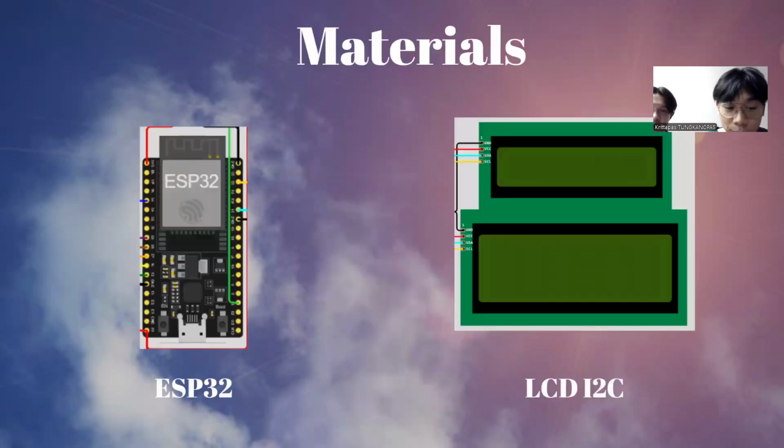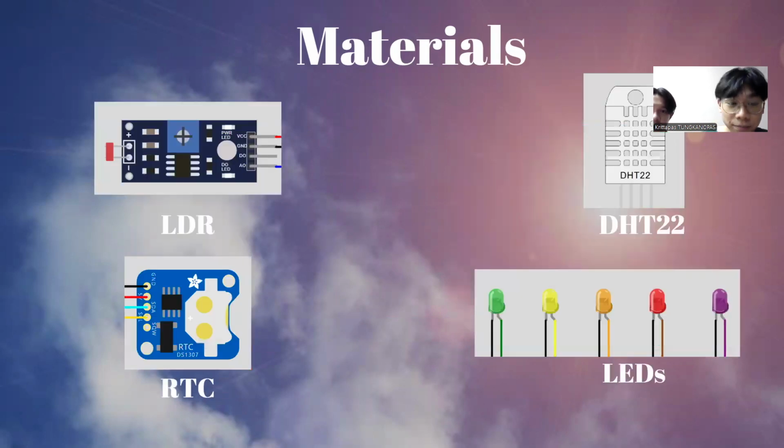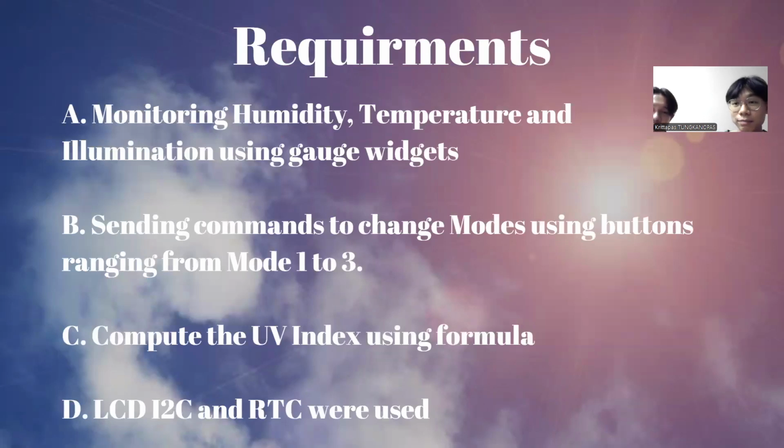We use ESP32 and LCD, which the version is I2C. Then we use LDR to indicate the lights in the illumination value. Then DHT22 to measure temperature and humidity, and RTC or real-time clock to measure time, of course, and then LEDs, which have five variants of color.